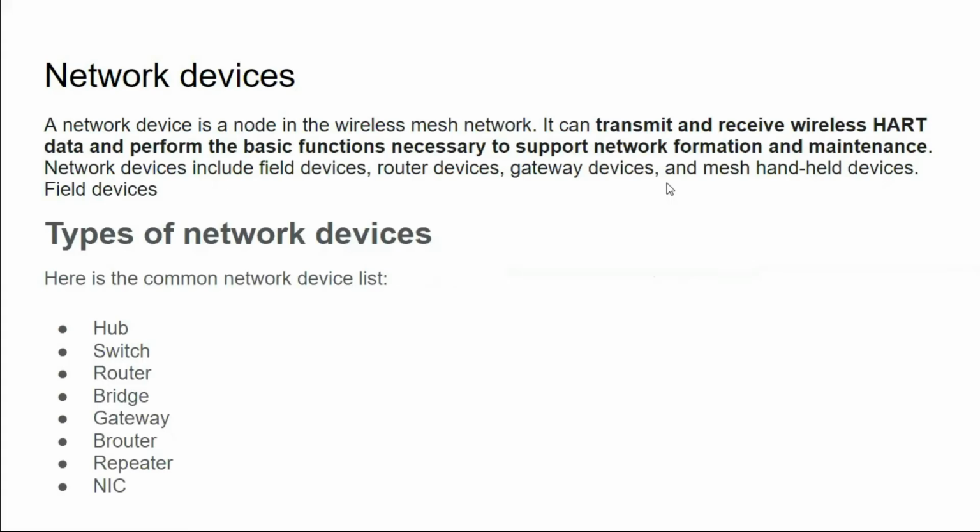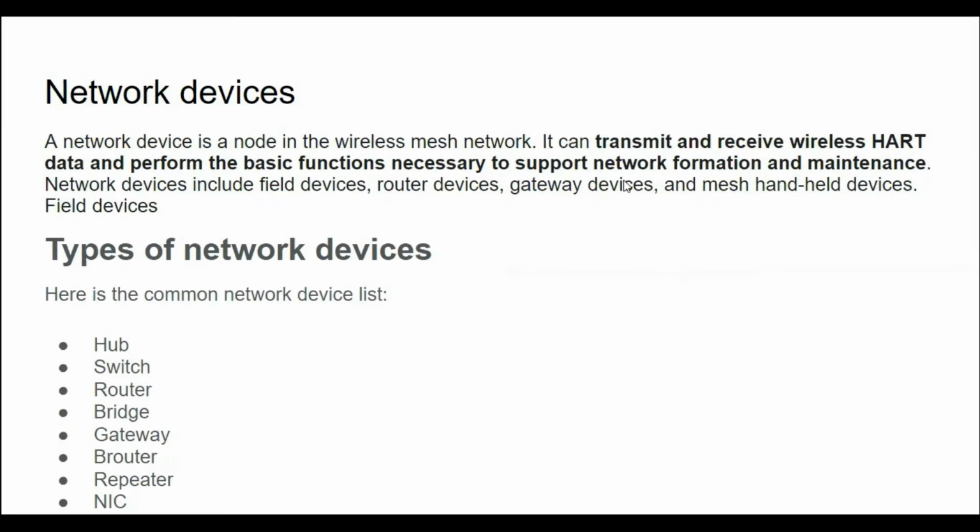Everyone, in today's session, we are going to see certain network concepts. On that, the first topic we are going to see is network devices. So what is a network device? A network device is a node in a wireless mesh network. Mesh is a kind of topology. We are going to see the different types of topology in the upcoming sessions, and at that time we will discuss it in detail.